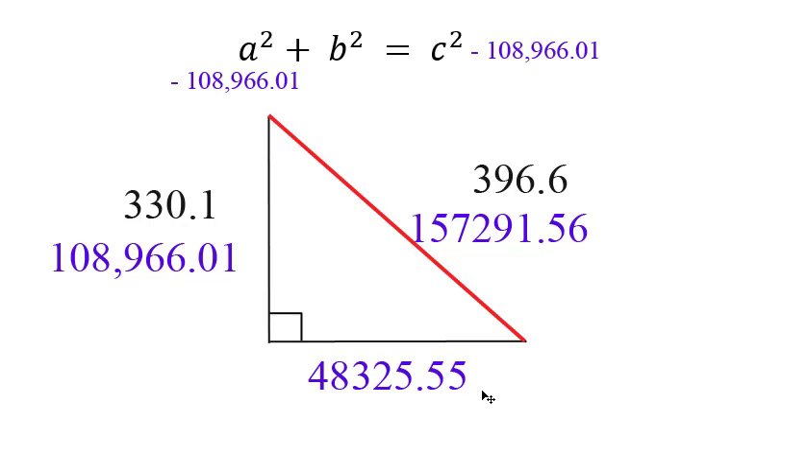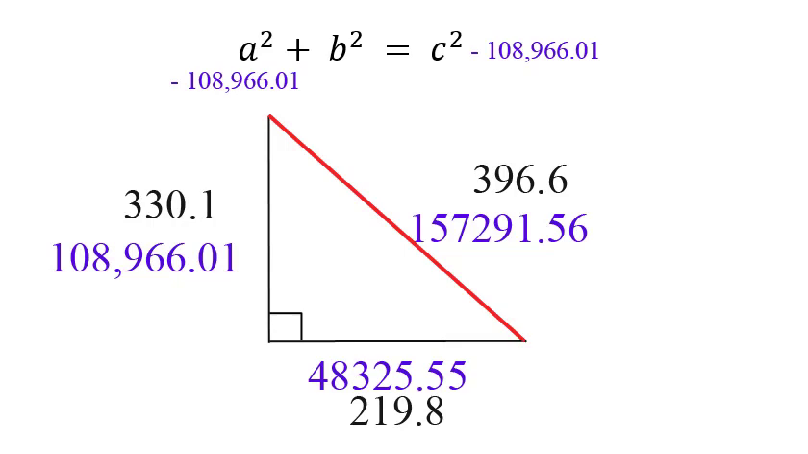In order to get the answer to the problem, we have to find the square root of that. So we plug that into the calculator and find the square root, which gives us 219.8. So we've just figured out the length of this side is 219.8.